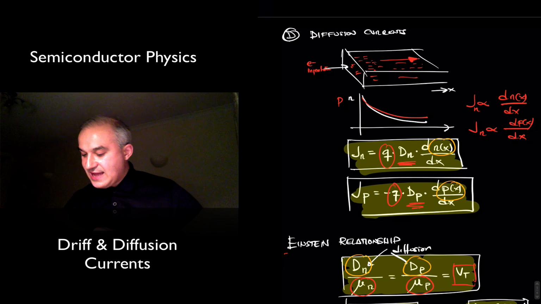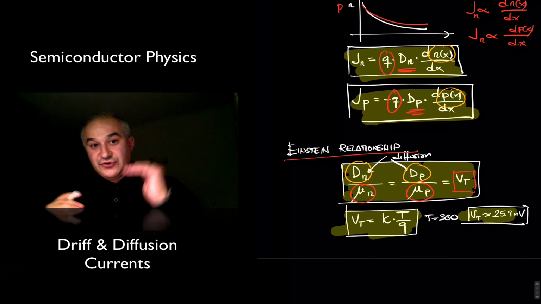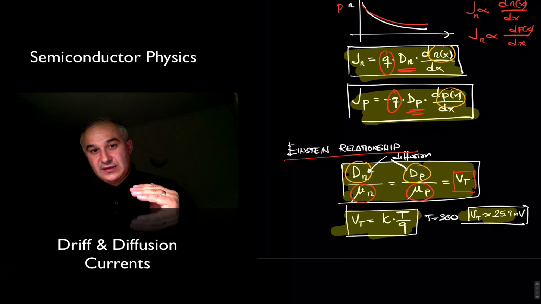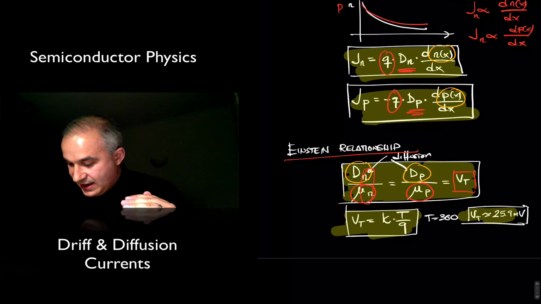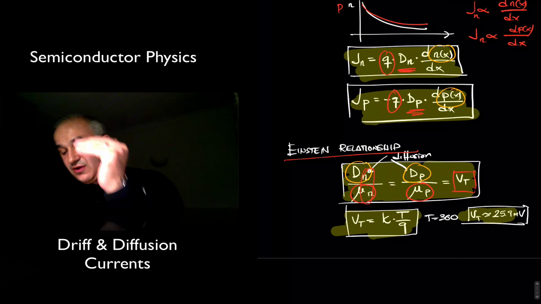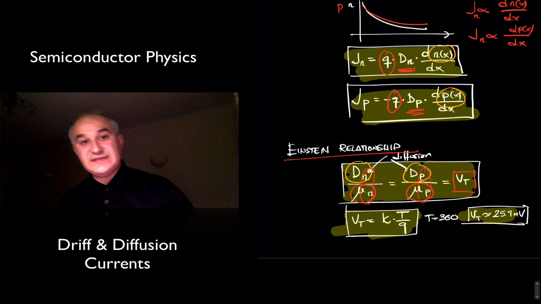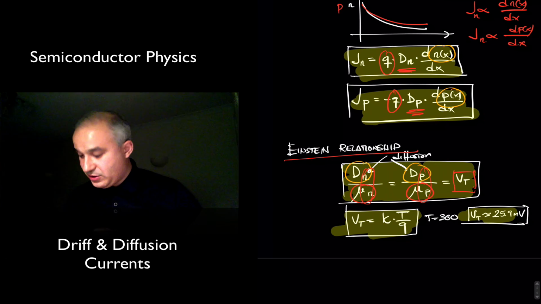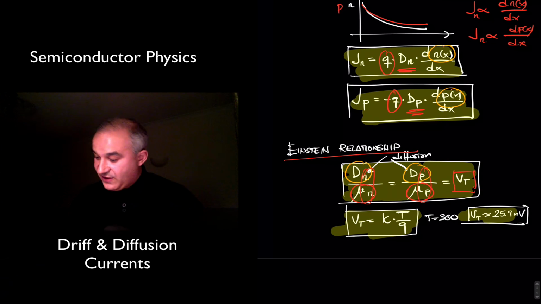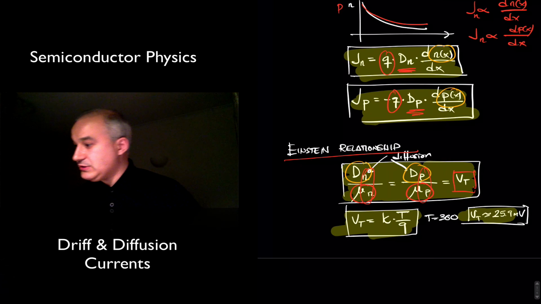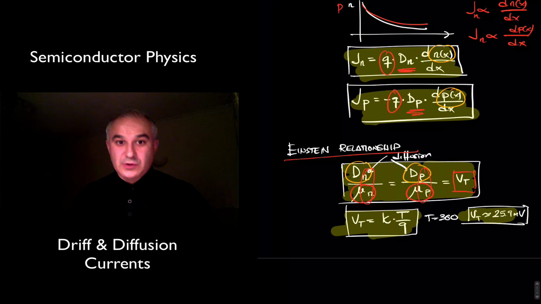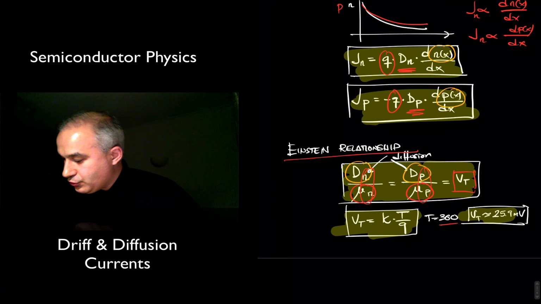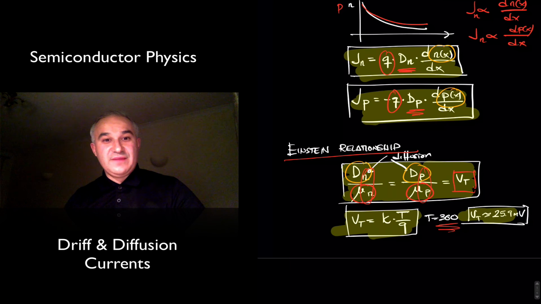And then finally, Einstein's relationship: the diffusivity over the mobility for electrons and the diffusivity over the mobility for holes is a constant and equals the thermal voltage, which is 25.9 millivolts for silicon at room temperature, and we will use that result significantly. Thank you.